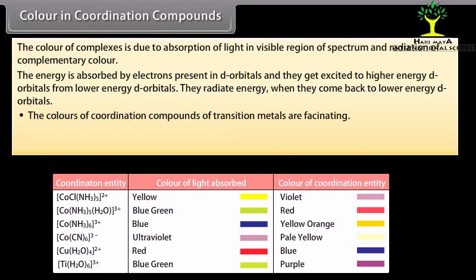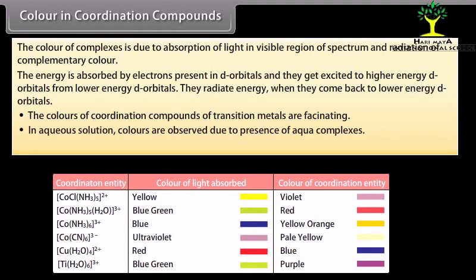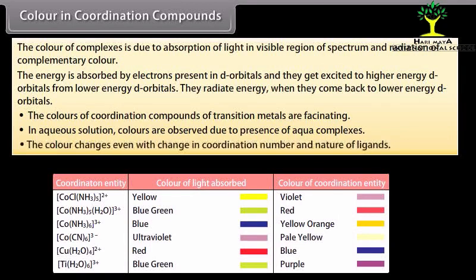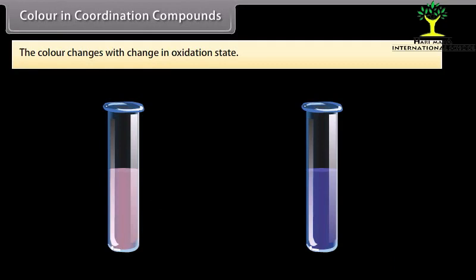They radiate energy when they come back to lower energy d orbitals. The colors of coordination compounds of transition metals are fascinating. In aqueous solution, colors are observed due to the presence of aqua complexes. The color changes even with change in coordination number and nature of ligands. The color also changes with change in oxidation state.